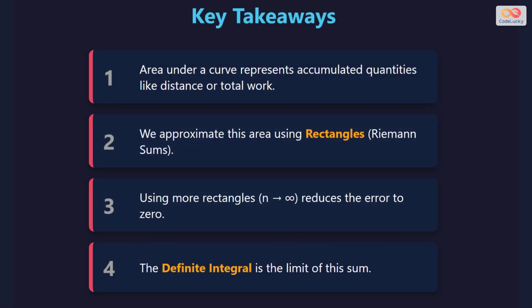To summarize, the area under a velocity curve represents distance. We approximate curved areas using Riemann sums, which are just fancy collections of rectangles. By taking the limit as the number of rectangles goes to infinity, we find the exact area. This limit is what we call the definite integral.